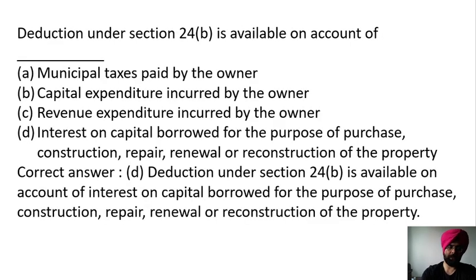So friends, here the correct answer is D, that is deduction under section 24 subclause B is available on account of interest on capital borrowed for the purpose of purchase, construction, repair, renewal, or reconstruction of the property. So it's a deduction that is available.